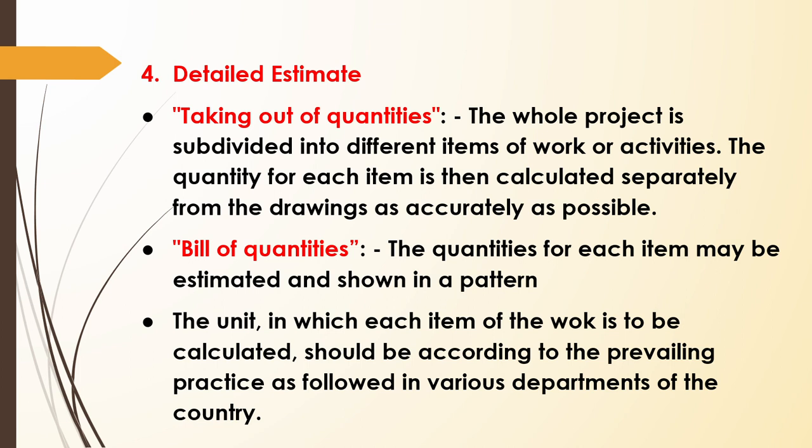Now we will take the quantities. For example, for masonry work, how much is the cubic volume of masonry required? For wooden work, how much is the area of wood required? For painting, how much is the area to be painted? So we will take out the quantities. That is the first step.